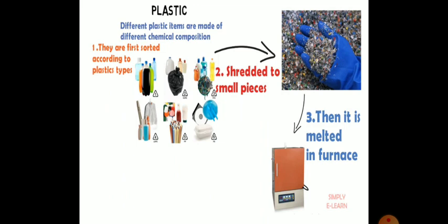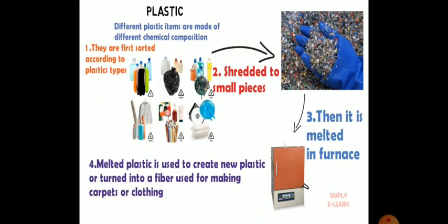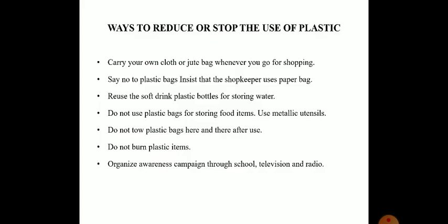Then it is shredded into smaller pieces, as you can see in this picture. After that, it is melted in a furnace. Temperature is applied to these shredded small pieces and they melt. After that, the melted plastic is used to create new plastic or turned into a fiber used for making carpets or clothing. We can also make tubs out of the recycled plastic. We can make bottles and jars out of that.